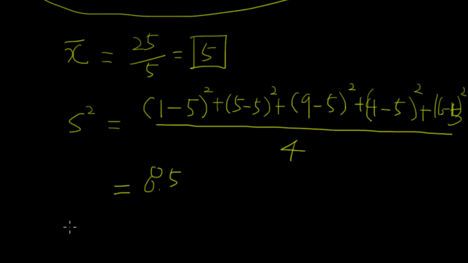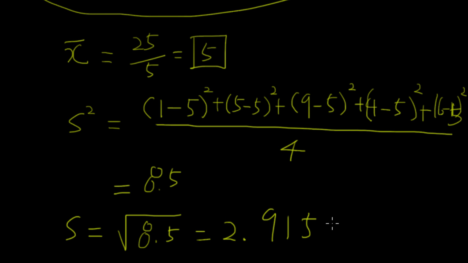8.5. Now you need to find S. S would be the square root of 8.5. So the square root of 8.5 would be 2.915. You can just say approximately 2.92.